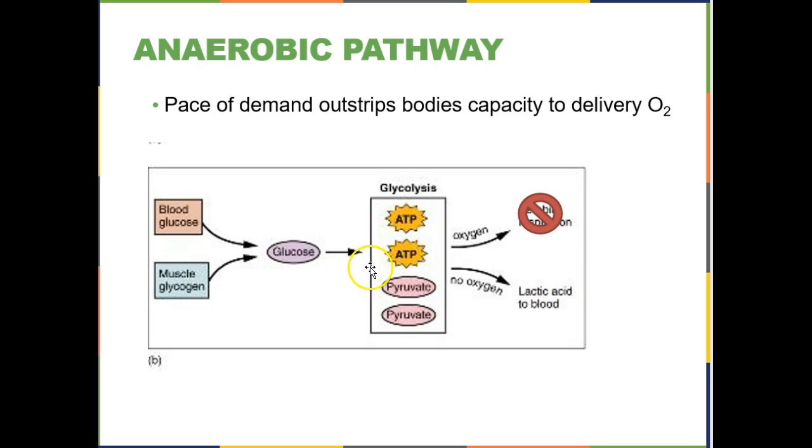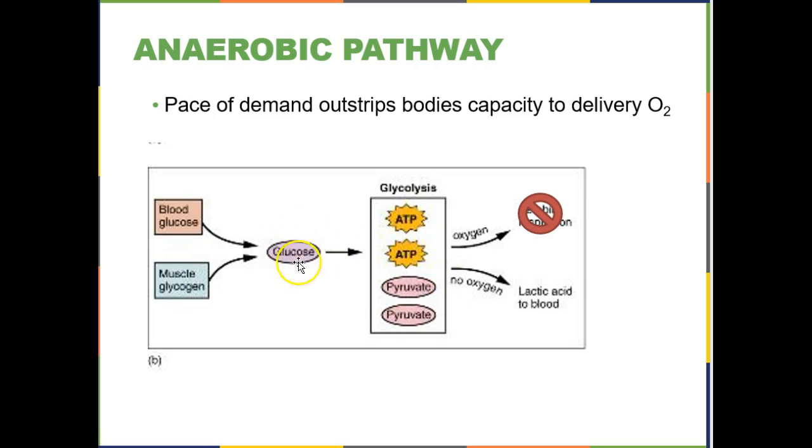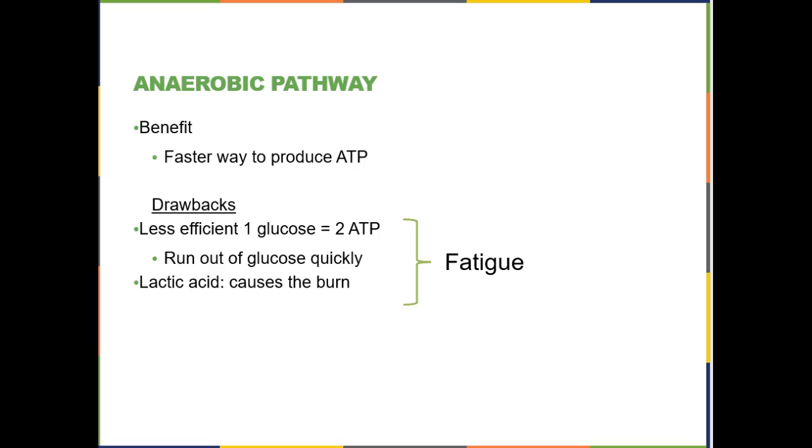You can't tell from looking at this versus that, but this is a much, much shorter and quicker process than this. So even though every time you break down glucose you only get 2 ATP, you can run this process so quickly, you can actually produce ATP faster this way than you can when you use your mitochondria and your oxygen. So that's the primary benefit of your anaerobic pathway, is that it's faster than your aerobic pathway.